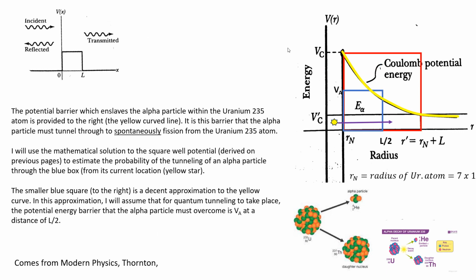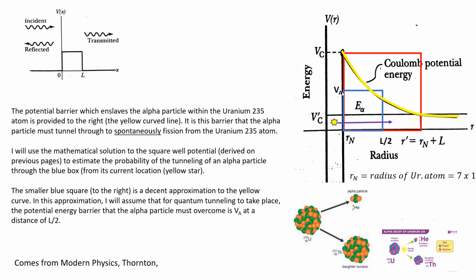Okay, so for spontaneous fission, the potential barrier which enslaves the alpha particle within the uranium-235 atom is this yellow line right here. So it is this barrier that the alpha particle must tunnel through to spontaneously fission from the uranium-235 atom. I will use the mathematical solution to the square potential derived on previous pages to estimate the probability of the tunneling of the alpha particle through the blue box. Okay, from here through the blue box, which is an estimate or approximation to this Coulomb potential.